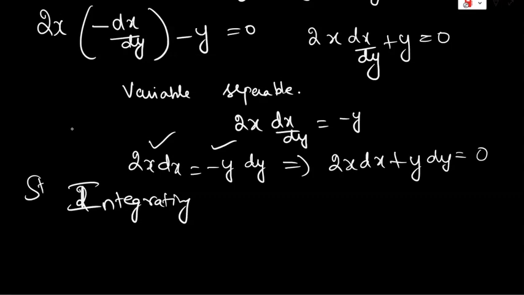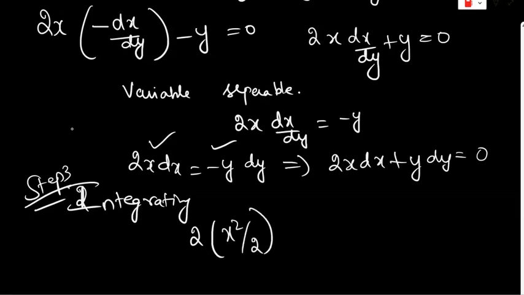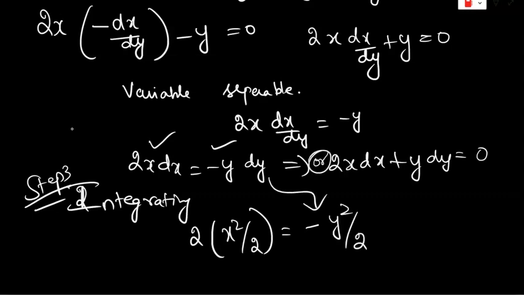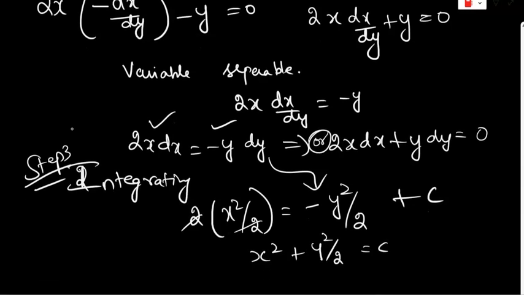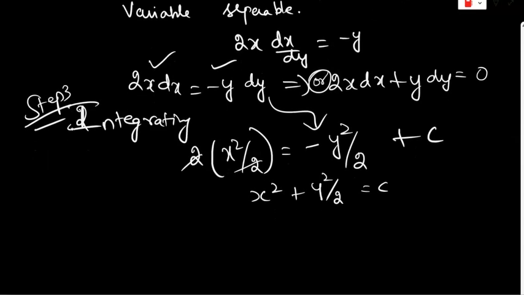This is your step 3. If you integrate, what will you get? 2 into x square by 2 is equal to minus y square by 2. You can write like this or this, it's completely our convenience, plus some constant c. Now if you simplify this, 2 and 2 will get cancelled. x square plus y square by 2 is equal to c. See, this is the required orthogonal trajectory of the given curve.